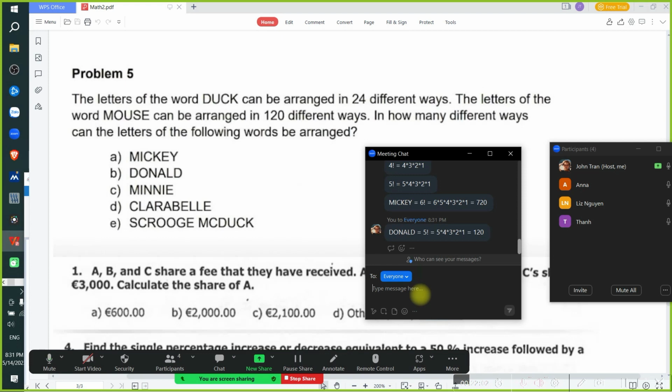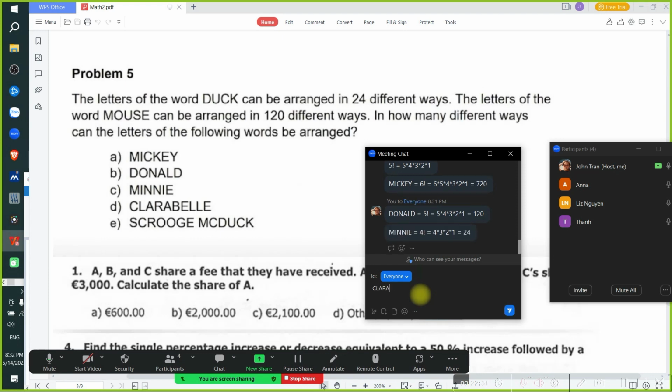Okay, how about mini? 4 factorial, because N is repeating and I is repeating, right? So you have N, I, M, and E. 4 factorial, so it's going to be 24, right?